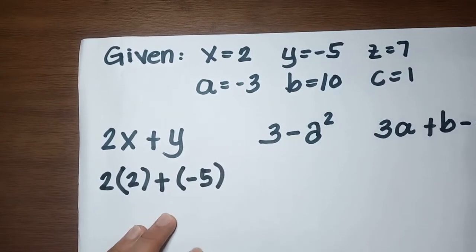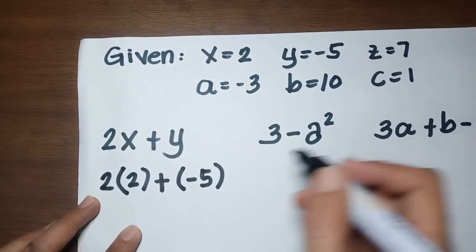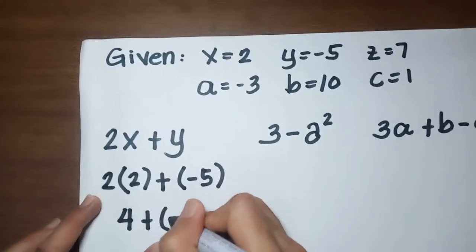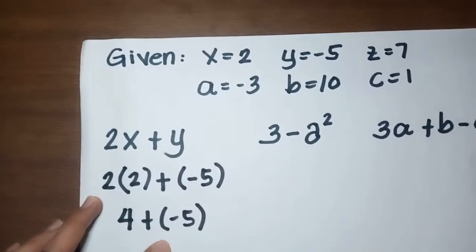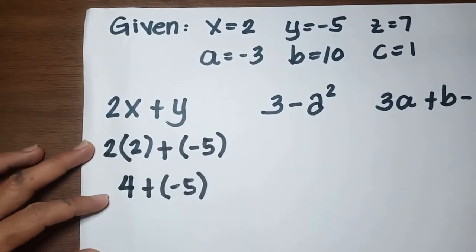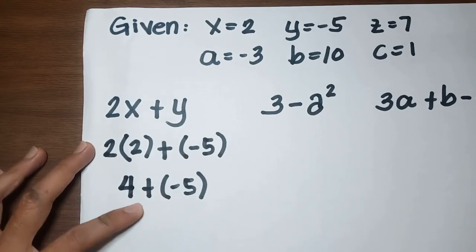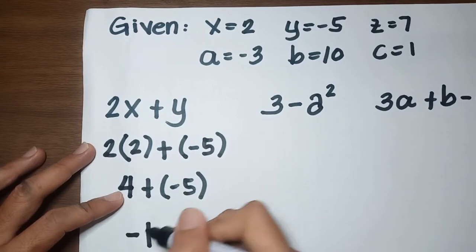So enclose with the parentheses, -5. Then we simplify. 2 times 2 is 4. So we have 4 plus the -5. Now when we add 4 and -5, this is addition of integers. We just simply subtract and copy the sign of the term having the highest absolute value, the greatest absolute value. In this case, we will subtract 5 minus 4, which is 1, and we copy the sign of -5, so our answer is -1.